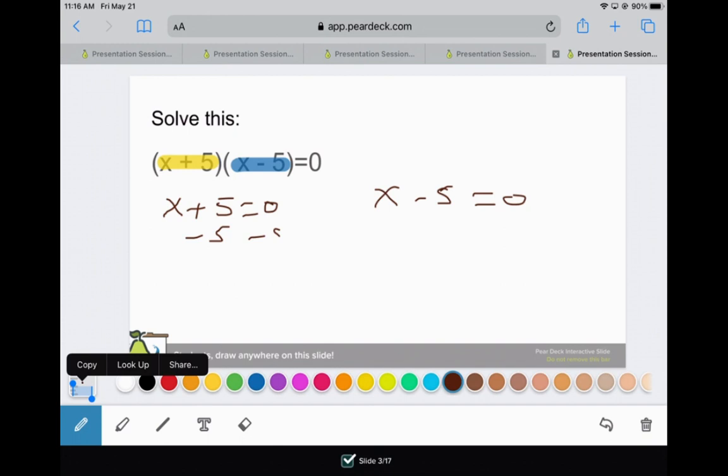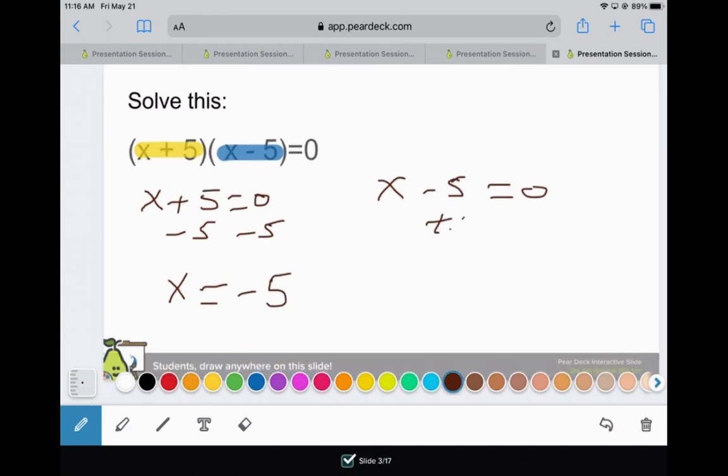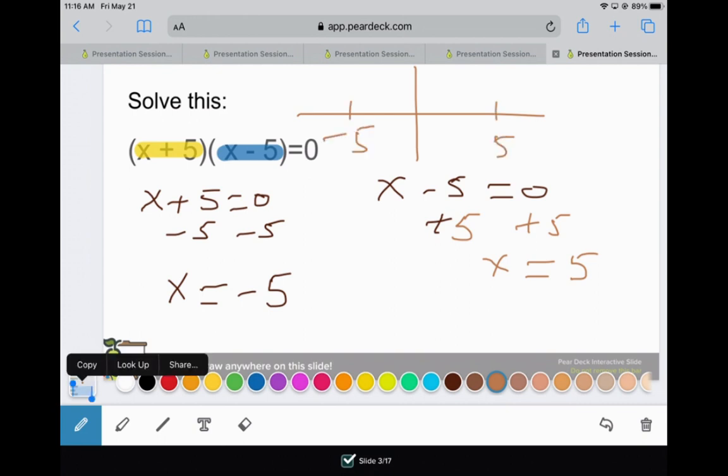I'm doing the opposite to solve for the equations. So x equals negative 5, and plus 5 on both sides, so this would be 5. What does that mean? This means if I have the graph, it would touch at negative 5 and 5. That is my graph. These are the 2 points that I'm looking at.